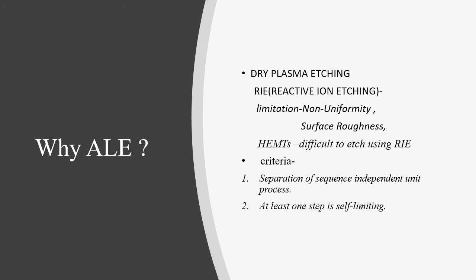Why ALE? Because of certain limitations in continuous simultaneous etching, we choose ALE. One example is reactive ion etching, which uses plasma to generate a large number of chemically active species interacting with the material surface to form volatile products. But the limitation is non-uniformity when the surface composition might change. And in some high electron mobility devices, it is very difficult to etch because we wouldn't have good control over it. And high energy could also lead to damage to the substrate.